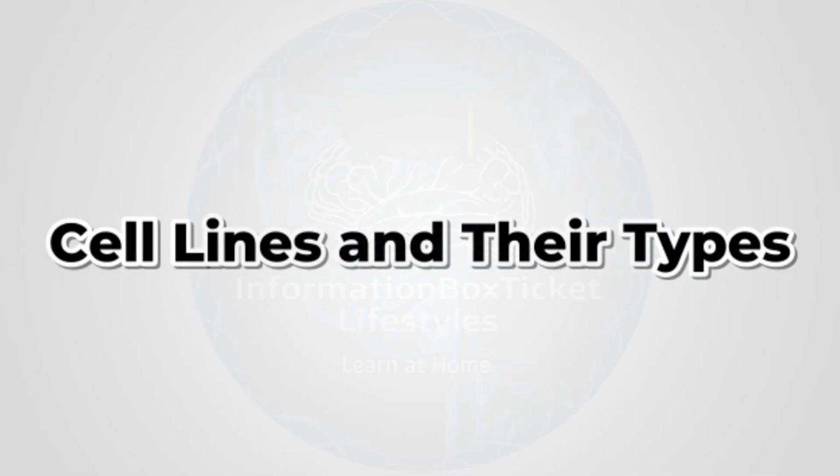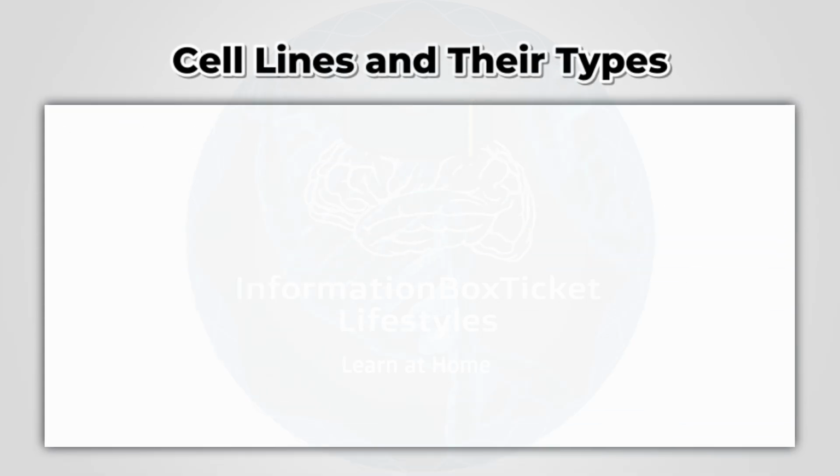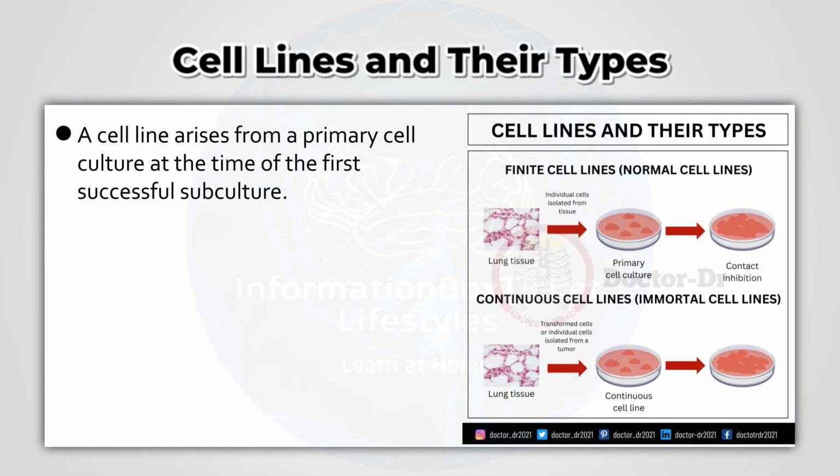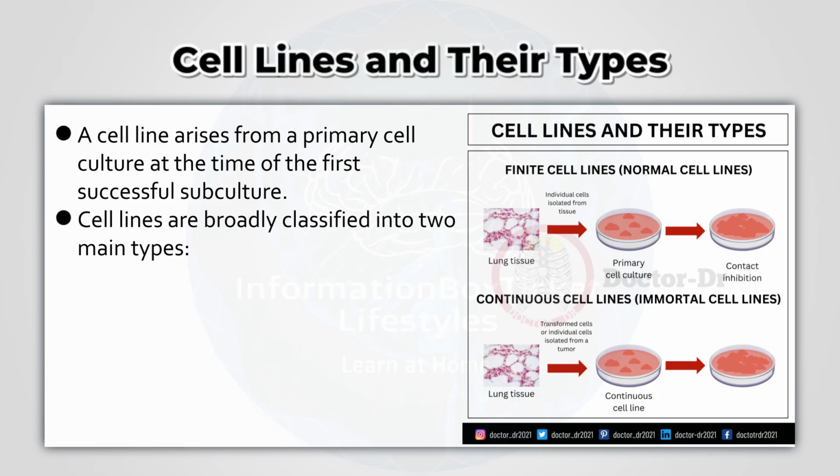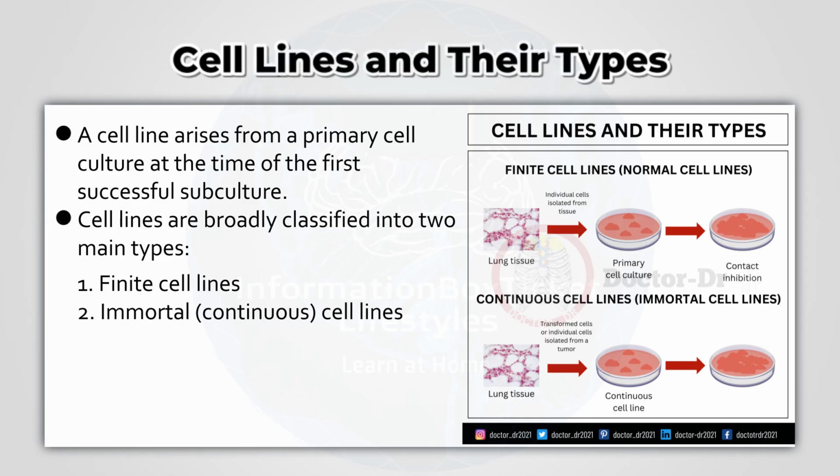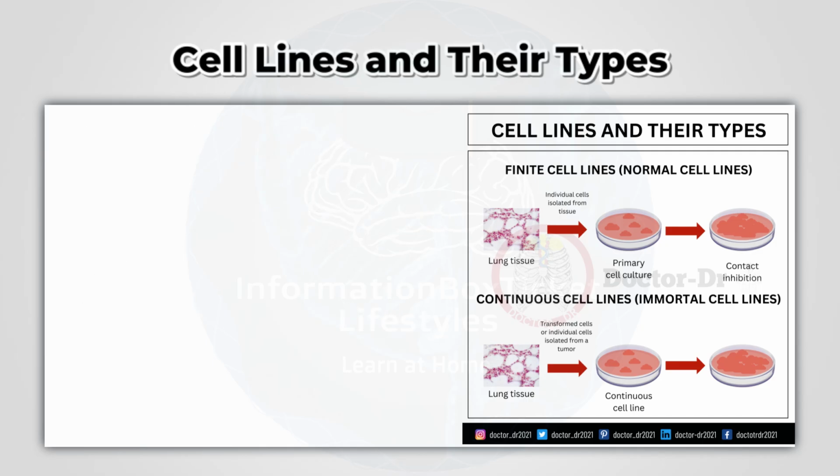Cell lines and their types. A cell line arises from a primary cell culture at the time of the first successful subculture. Cell lines are broadly classified into two main types: 1. Finite cell lines, and 2. Immortal, continuous cell lines. 1. Finite cell lines, normal cell lines.